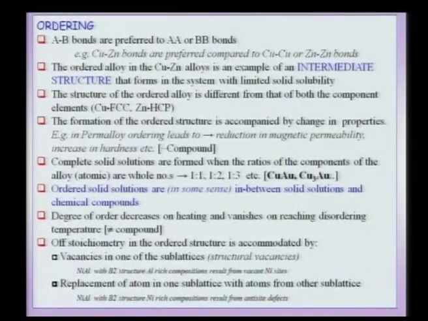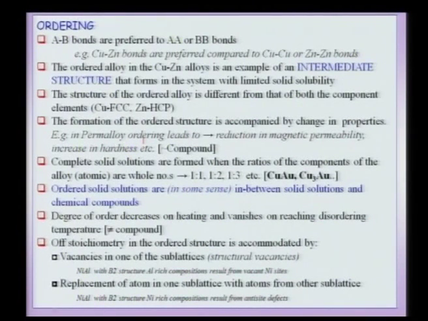So getting back to this list on ordering, now we have noted that the structure of the ordered alloy is different from both the component elements. So that is an important point to be noted. The formation of the ordered structure is accompanied by change in properties. This point I had already mentioned, and the example would be, for instance, in permalloy, ordering leads to the reduction in magnetic permeability and increase in hardness, etc.